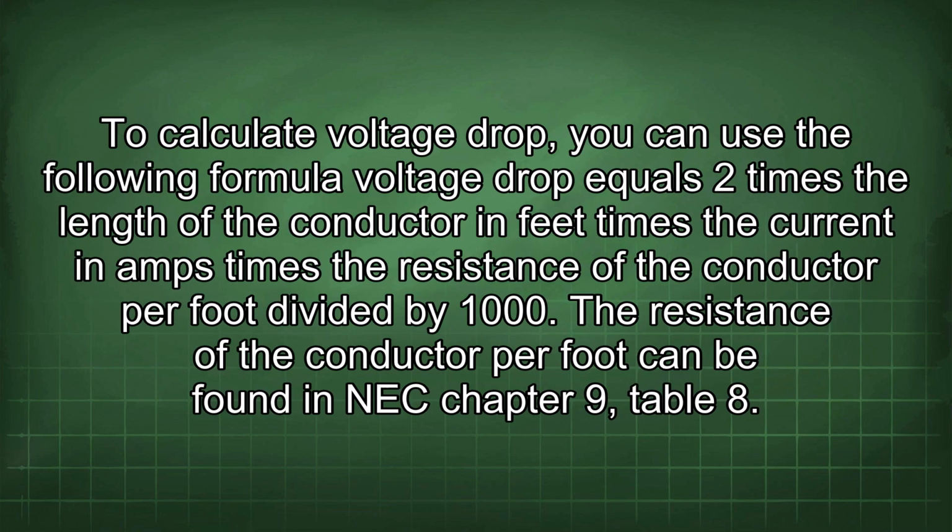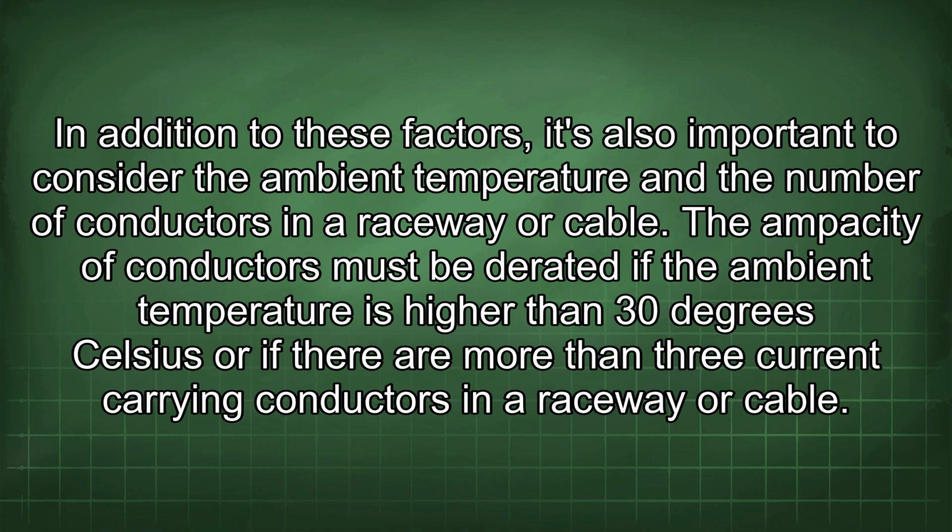To calculate voltage drop, you can use the following formula: voltage drop equals 2 times the length of the conductor in feet times the current in amps times the resistance of the conductor per foot divided by 1000. The resistance of the conductor per foot can be found in NEC Chapter 9, Table 8. In addition to these factors, it's also important to consider the ambient temperature and the number of conductors in a raceway or cable.